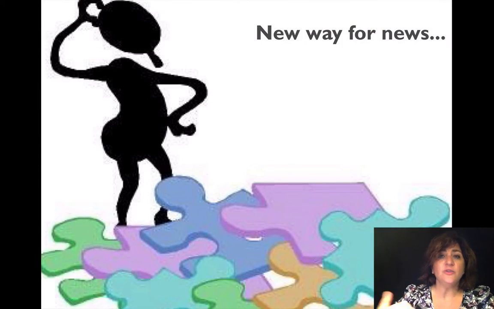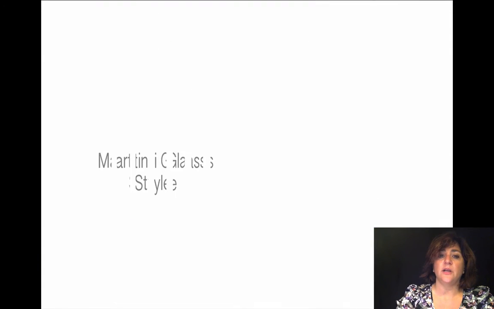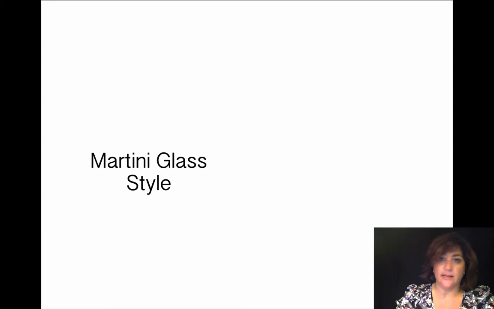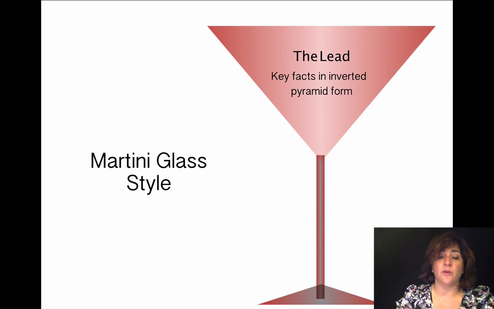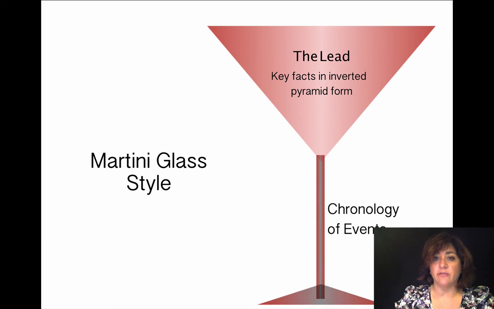And so we can still do the same thing, approaching it a slightly different way. So I want you to think about the Martini Glass style of presenting news. And see, it looks like a Martini glass. We have the lead, which are the key facts in our inverted pyramid form. That's going to be the summary. But then we're going to have more of a chronology of events, and we'll see how that works. And then we have what's called a kicker. So notice the difference here is it doesn't come to that point at the end like the inverted pyramid. Now the conclusion actually means something to us.